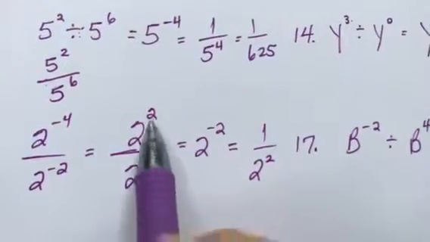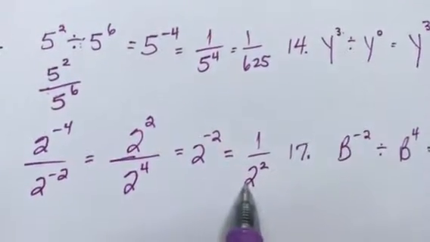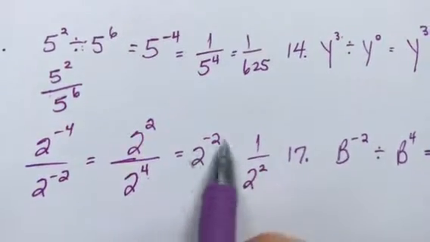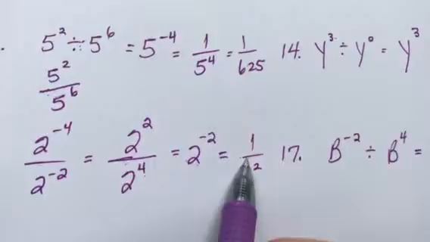Honestly, I do it like this. Where do I have more 2's? I would be like on the bottom. How many more? 2 more. So I kind of skip this step personally, and I go from here to here. But your final answer would be 1/4.